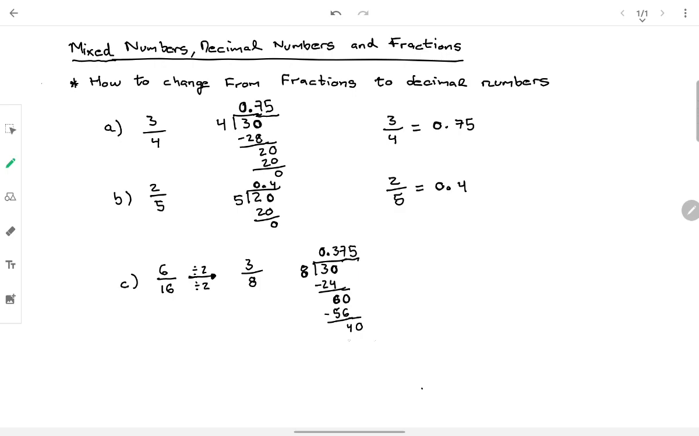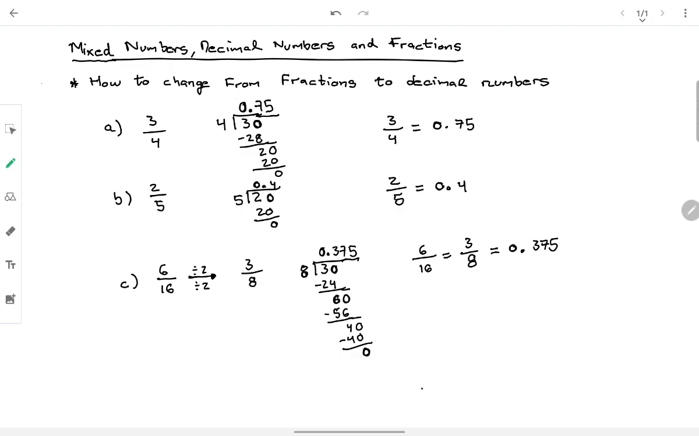5 times 8 is 40. That will give us 0. So we have finished. So we can represent 6/16 as 3/8 and also as 0.375. So this is the way that we change from fractions to decimal numbers.